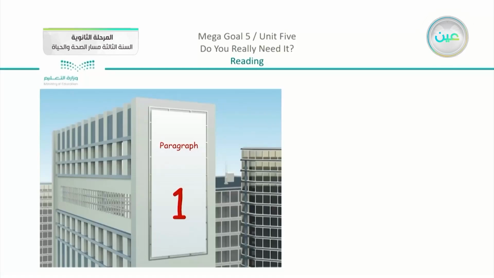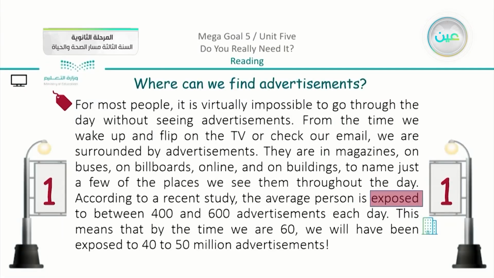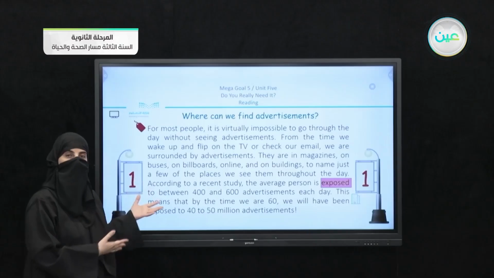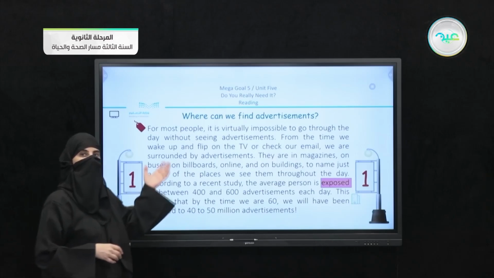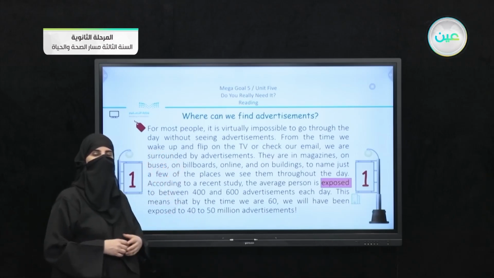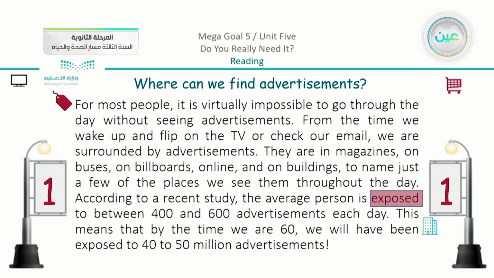Now we're going to start with paragraph number 1. As I told you, you are going to see what the main idea and the main topic is in the paragraph. You can find the main idea at the very beginning or even at the end. We have also the question, where can we find advertisements? So start searching. We have the question, where can we find advertisements?